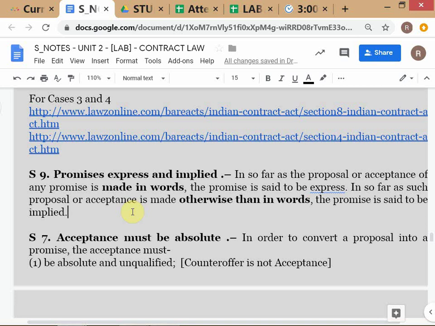Okay, because again from the conduct of parties they see that they are doing this every month, so there must be an implied agreement. This is clear?